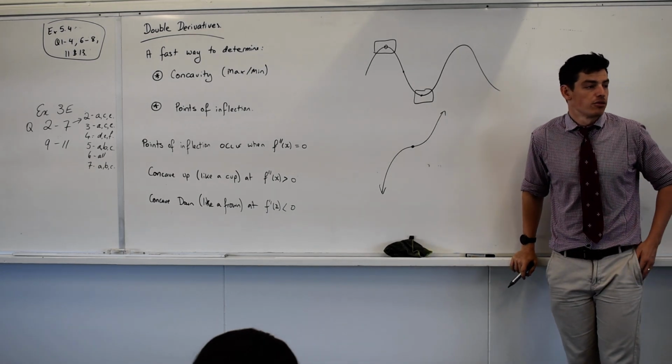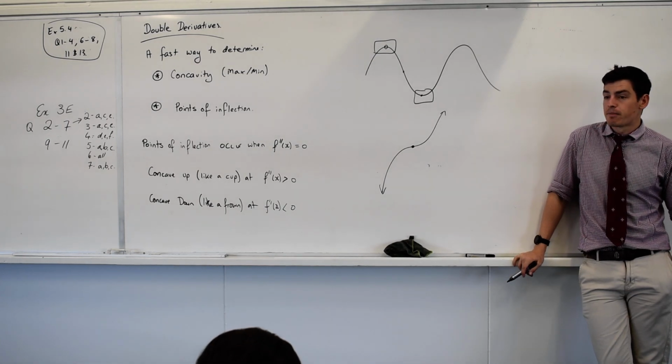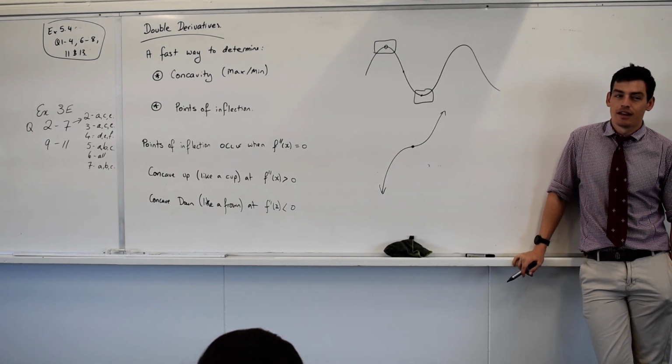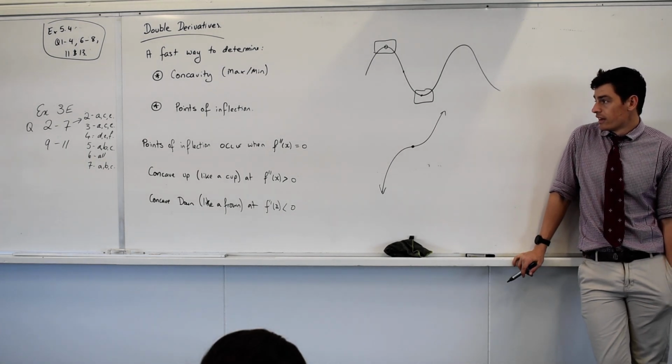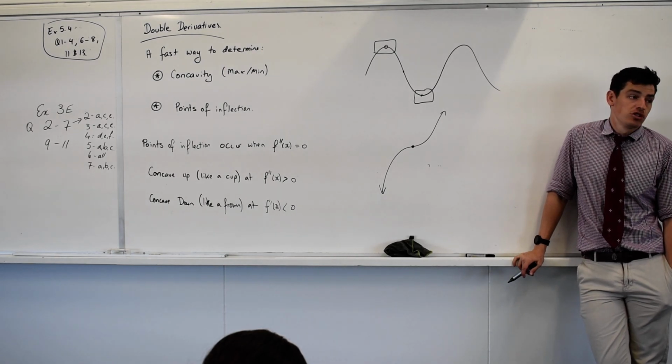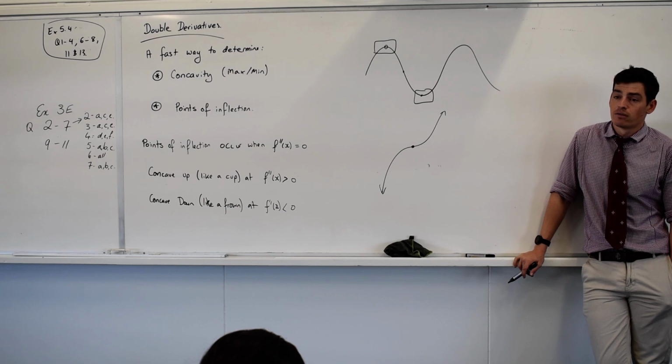Why do you reckon our double derivative is zero there? Because it changes. It changes, but is that a max or a min? Neither. Awesome. So a double derivative allows us to do two things very easily. As long as you get that out of it, you are fine. A point of inflection, and it tells us about concavity.